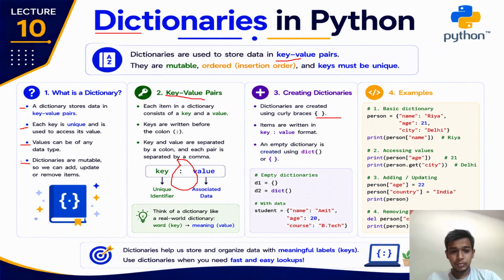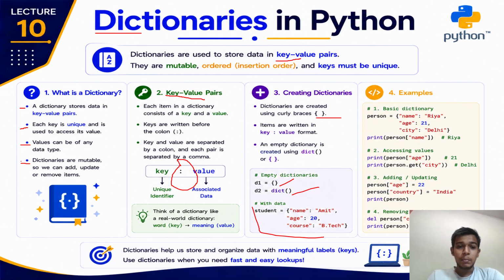For example, you can see here the student is equal to name, Amit, age 20, course BTech. This dictionary stores the pieces of information. If you want an empty dictionary, you can just write D1 is equal to curly braces. This will generate you an empty dictionary, or you can write D2 is equal to dict and parenthesis. Both work the same, both will create an empty dictionary. And later you can add new key value pairs whenever you want.